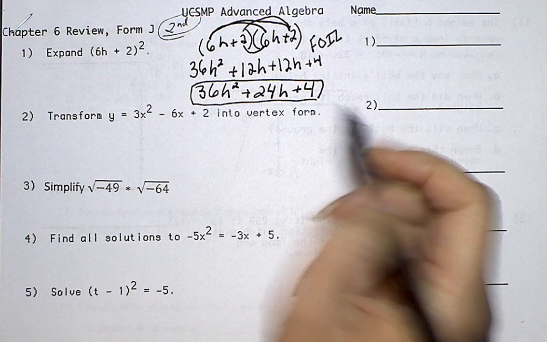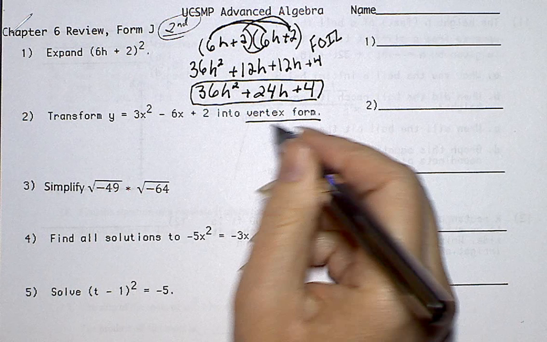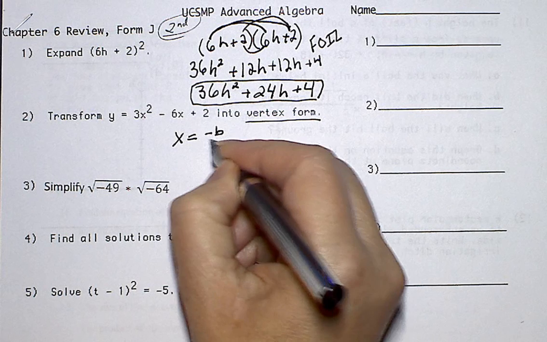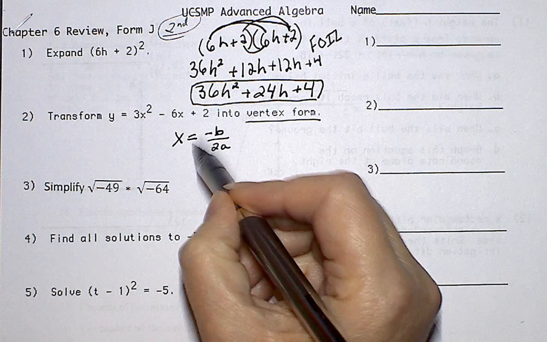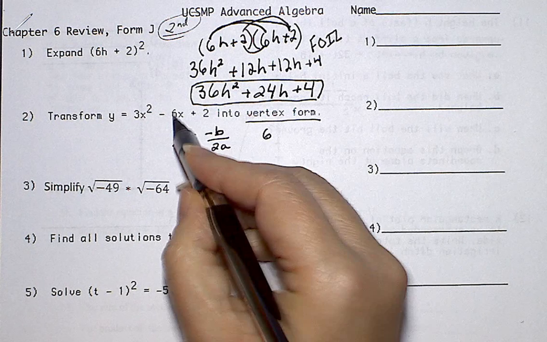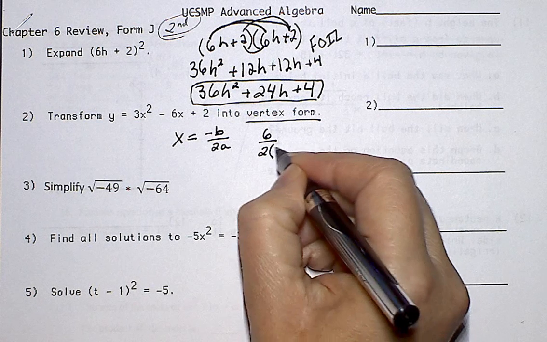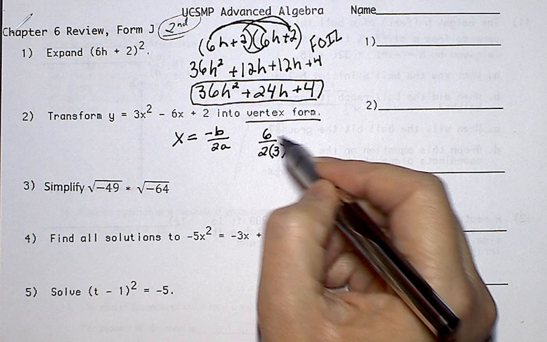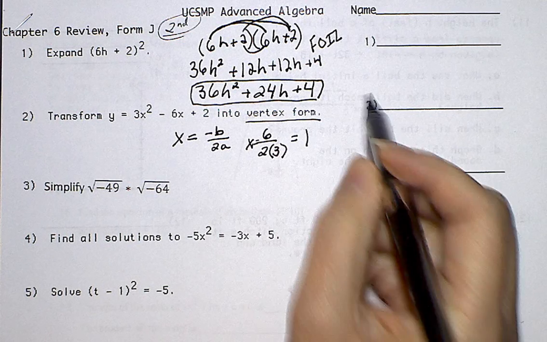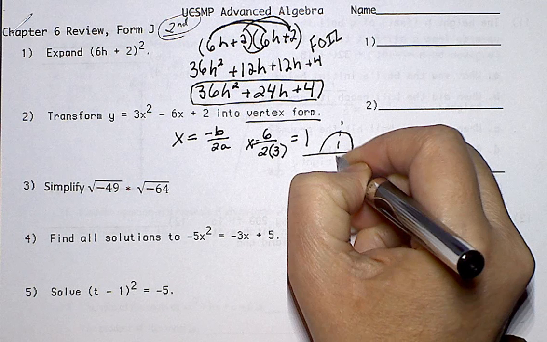This one says to convert to vertex form. So to remember, the formula to find the x of your vertex is negative b over 2a. So negative b means opposite. So we have 6, because negative 6, so it's 6 over 2a, which a is 3. So that means we have 6 divided by 6, which is 1. So our vertex x value is 1.